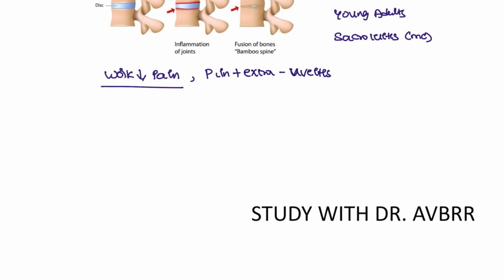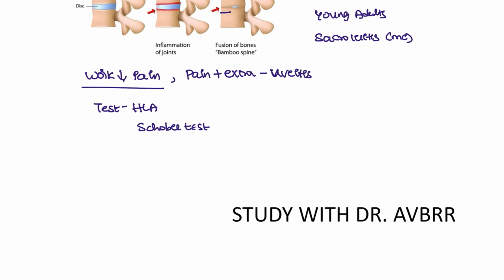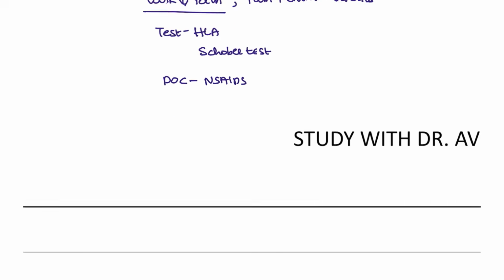Okay, uveitis can be seen in these conditions. Next, what is the test that we can do? The test we can do is HLA testing, and in the physical examination you can do the Schober's test. In the Schober test, we ask the patient to bend. When they are flexing forward, that length will be decreased because of the sacroiliac fibrosis. Here you can see this is the fusion, and these are the bones that are going to fuse. Next, the drug of choice is NSAIDs as a first line of therapy.